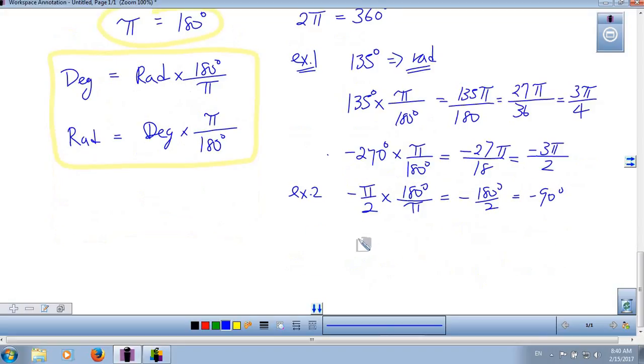Now, let's try another one that doesn't have pi. Let's say we want to convert 2 radians to degrees. Well, you take 2 times 180 degrees over pi. So this would be equal to 360 over pi degrees. That is not a whole number, but if you type it in the calculator and work it out, it's approximately 114.59 degrees. Okay?